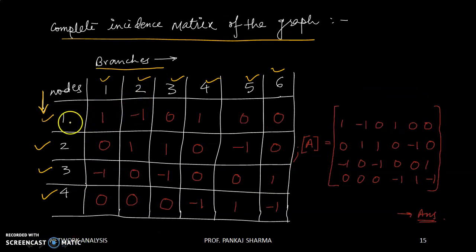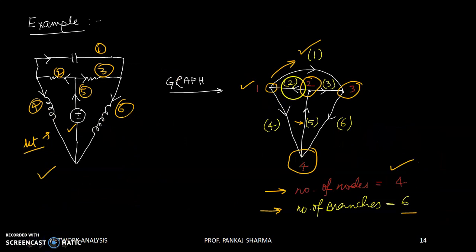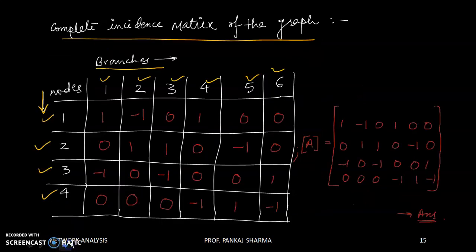Branch 2, let's see, branch 2 and node 1. This is branch 2, this is node 1. The direction of current of branch 2 is entering node 1, so it is -1 as per the definition.